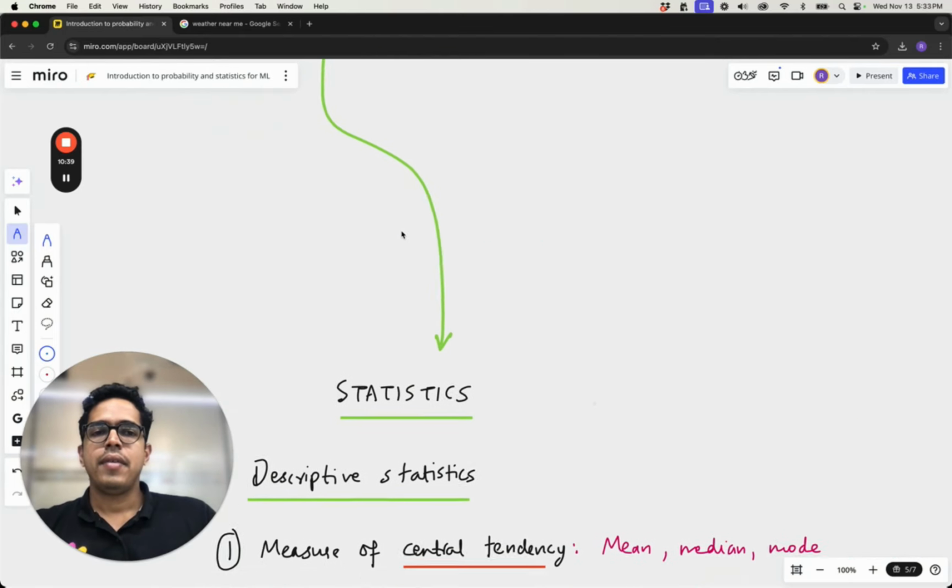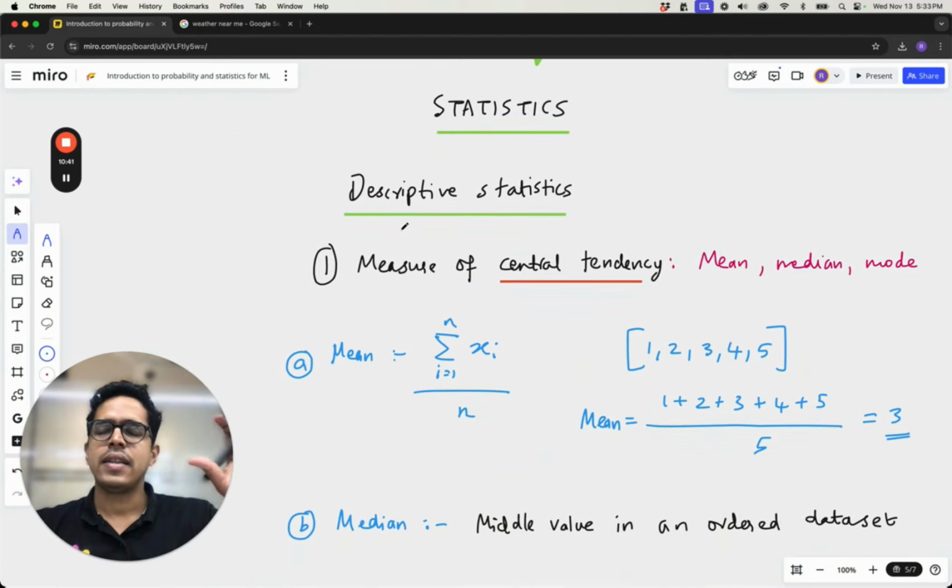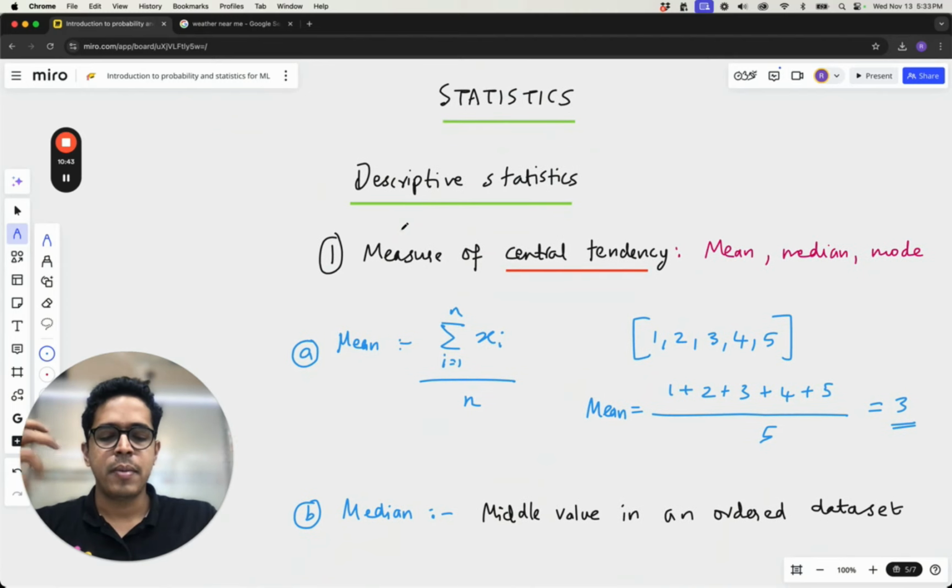Okay, so I think we have touched upon basic things about probability. We'll be learning a little bit more complex and more useful things from probability in the next lecture. But I want to keep this as a basic introductory lecture to probability. Now let us move on to introduction to statistics. Why do we even have statistics?